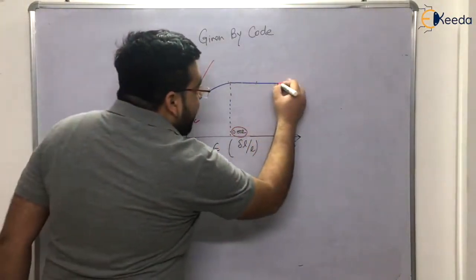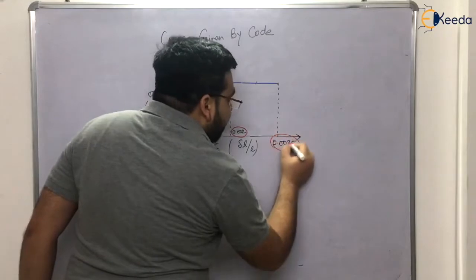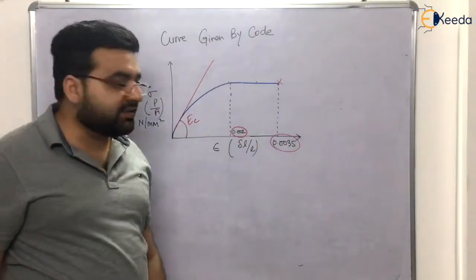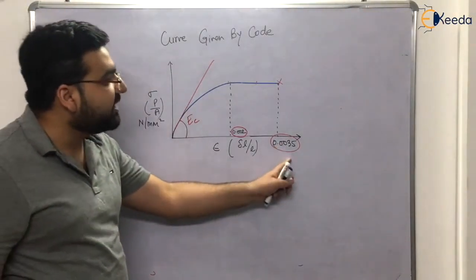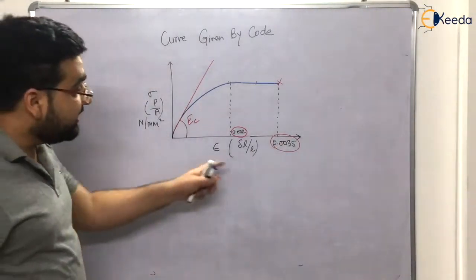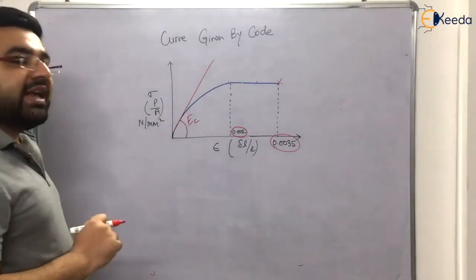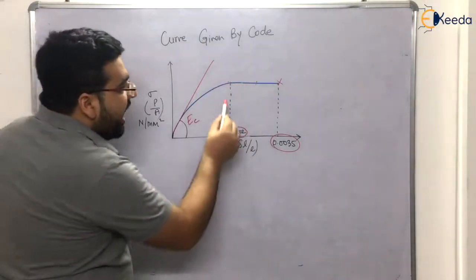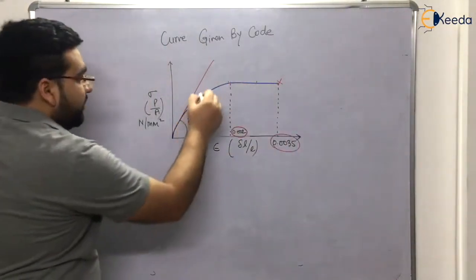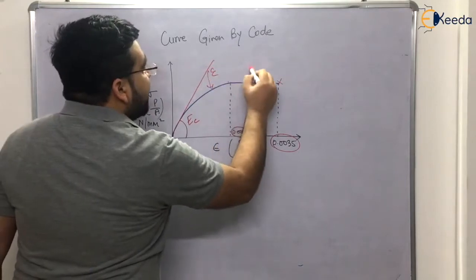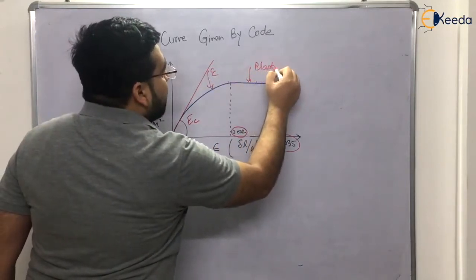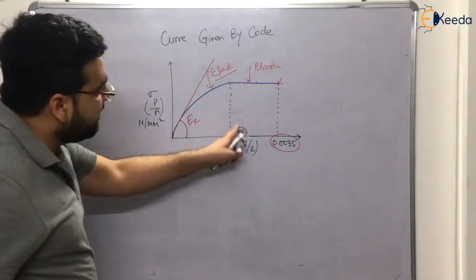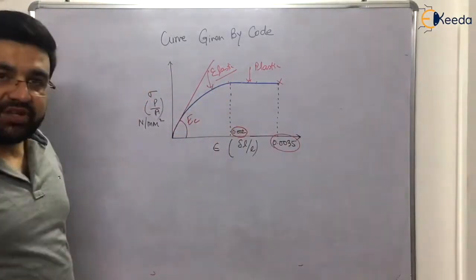And at this strain, 0.0035, the concrete sample will break. So this is the failure strain. The strain at which the sample will fail is 0.0035. This is given by the IS code, so the IS code has simplified that. Initially it is a little bit parabolic in nature, after that it is totally plastic in nature. So this is elastic and this is plastic. Up to a strain of 0.002 it is elastic and then it is plastic.